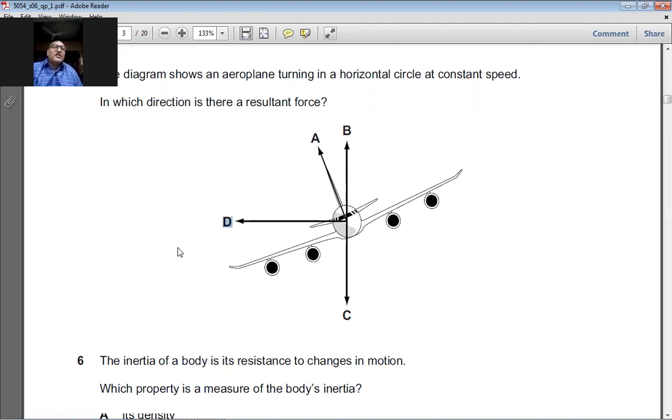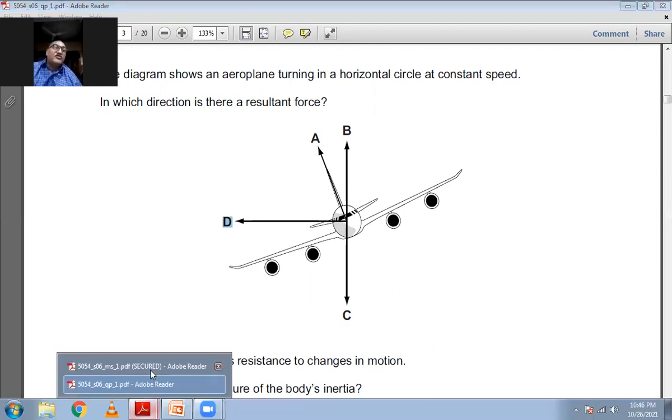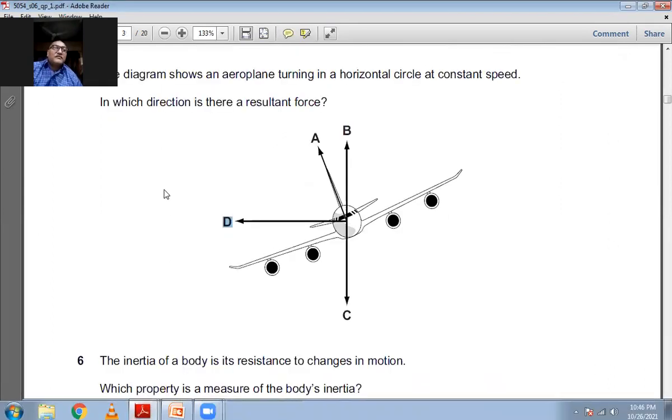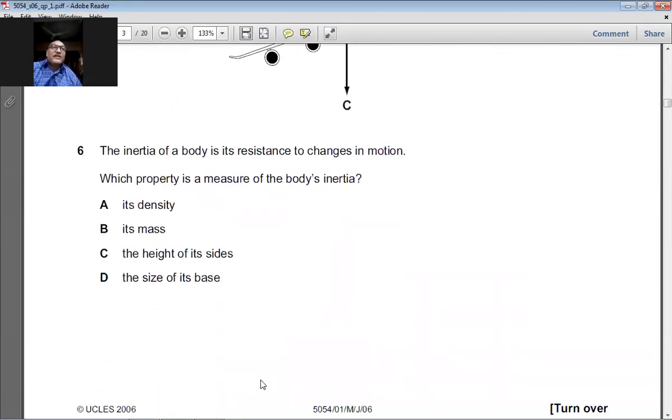So D is the right direction in which the resultant force should be directed, because when you move in a circle, the resultant force is always directed towards the center of the circle. And D looks the right option, sir. So question number 5, D is the right option. Let's check. Question number 5, D is the right option, sir. Okay, so next question.